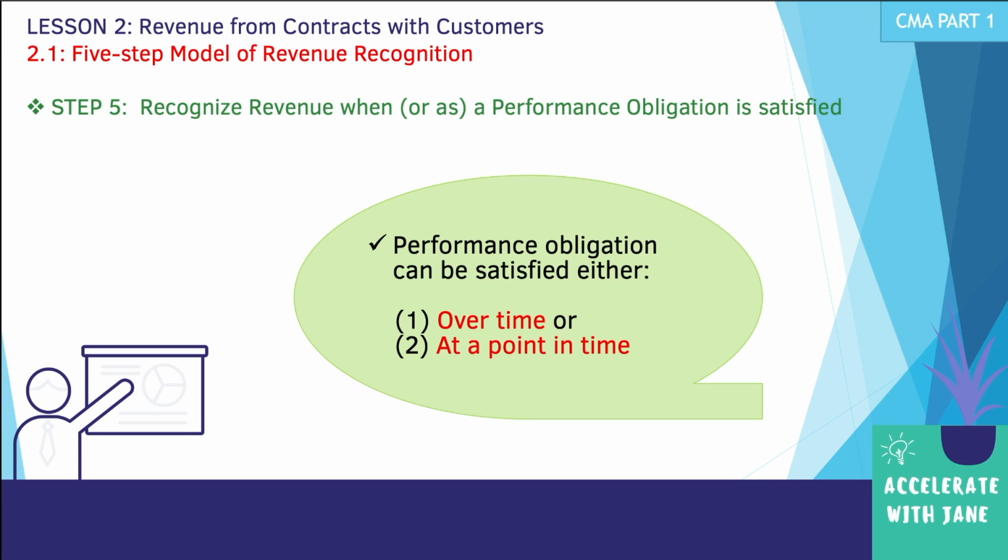First is revenues recognized over time. Second is revenues recognized at a point in time. The main difference here is the timing of recognition. When we say revenue is recognized over time, it means revenue is not recognized at a certain point, but is recognized like an installment basis.